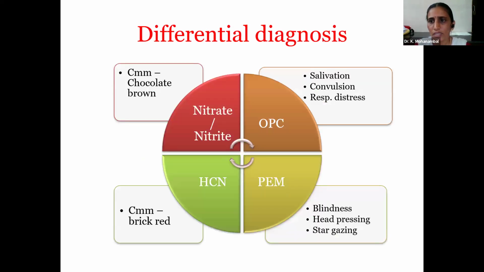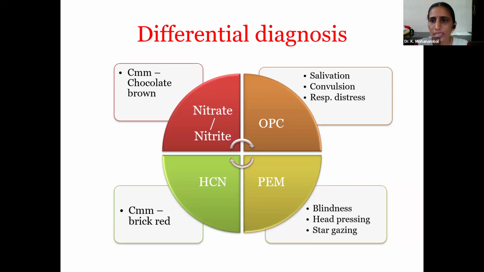In any poisoning condition, we need to differentially diagnose it from other poisons. For example, in HCN the mucous membrane is brick red, whereas in nitrate or nitrite poisoning, because of methemoglobin, the mucous membrane is chocolate brown in color.